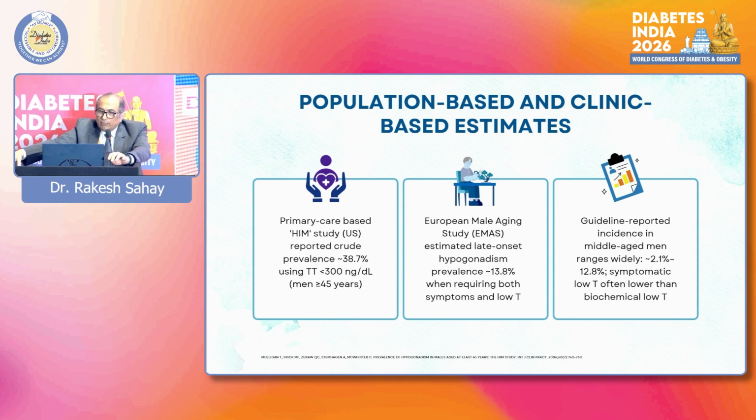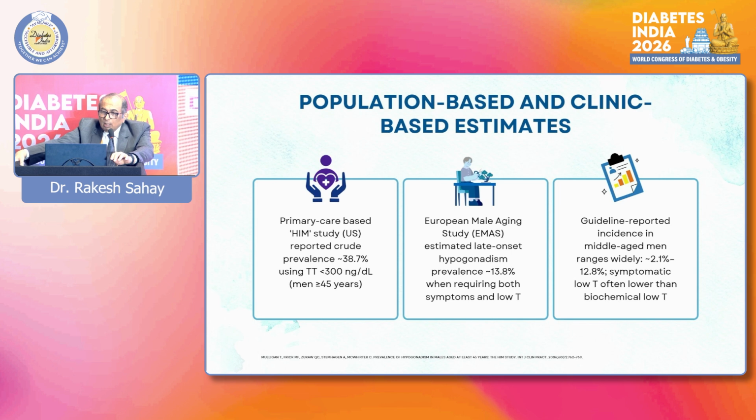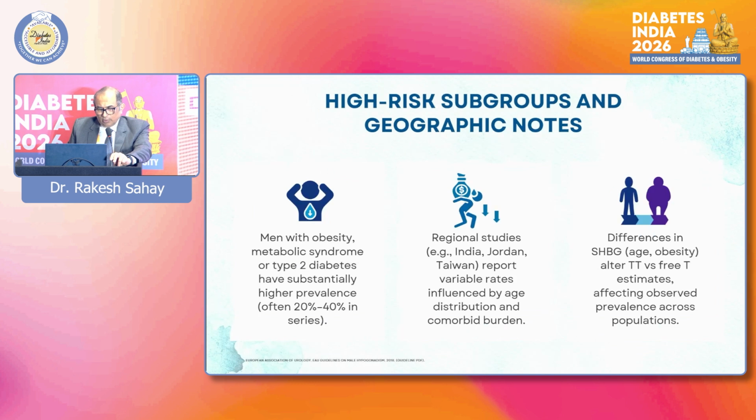So these are the issues that we have to keep in mind, and these are the prevalence rates that have been seen. Across different populations, you have this variability in prevalence rates. If you look at individuals with comorbidities, like men with obesity, metabolic syndrome, or type 2 diabetes, the prevalence rates have been reported to be higher. There could also be regional differences in prevalence rates.